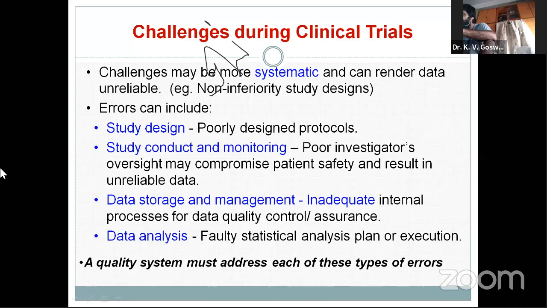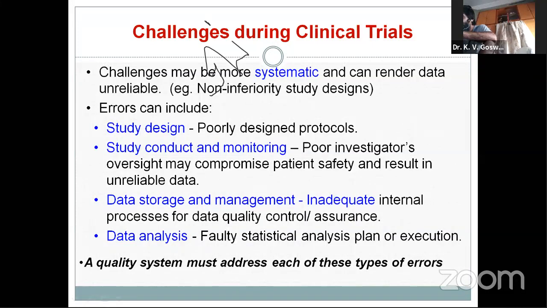And then the sponsor actually sends the monitors to monitor the clinical site. And sometimes the monitors do not do a good job, or do not escalate the issues at the right time. Therefore, the issues keep coming up, or issues keep adding up. And then the errors can include data storage and management. So there are no internal processes or inadequate internal processes where the quality has an oversight. So then that results in issues with the data reliability and the use of the data.